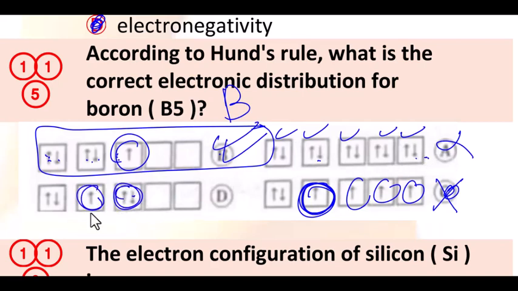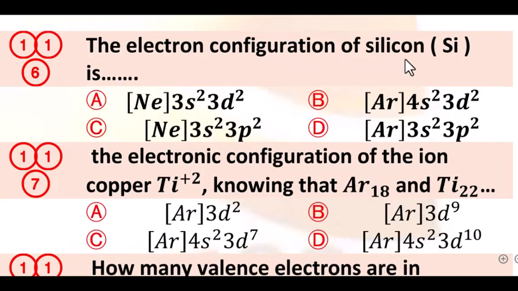Here one single electron and 2 paired electrons, single in S, paired in P, so it's not correct. The answer is B. The electron configuration for silicon, 14, is neon 10, 3s2, 3p2. The answer is C. After neon comes 3s, 3s2, 3p2.